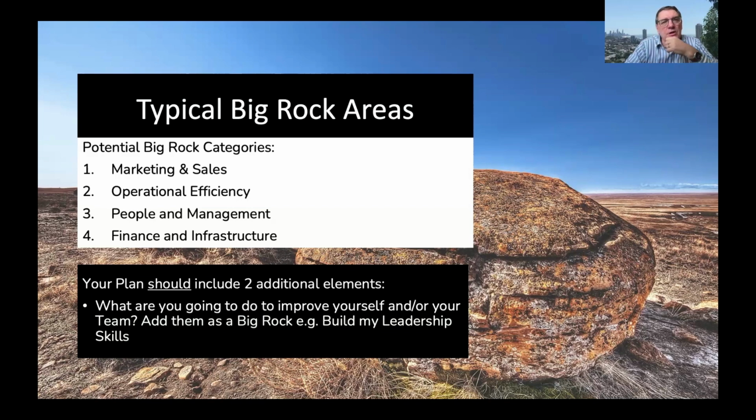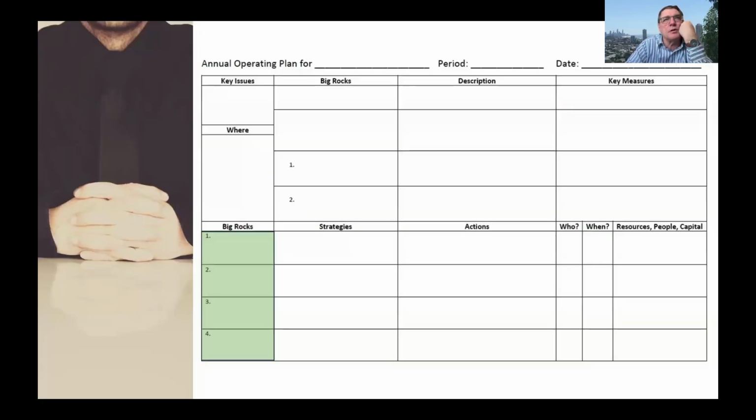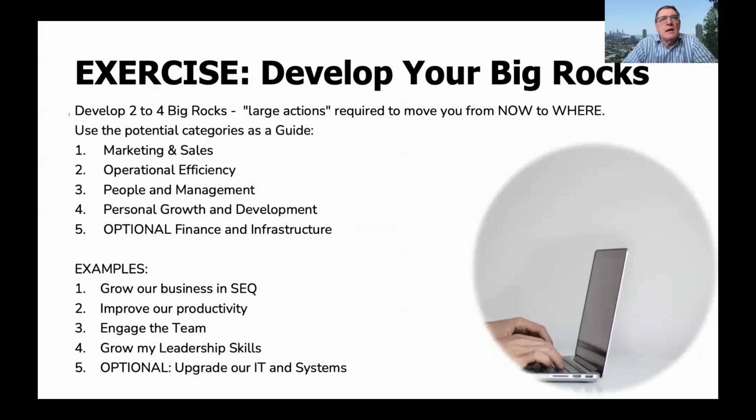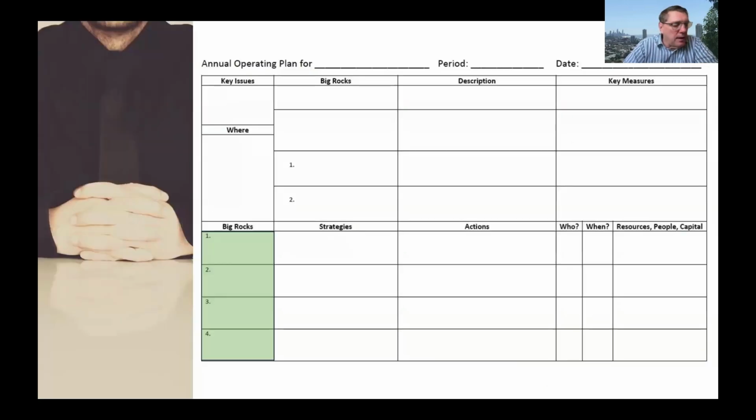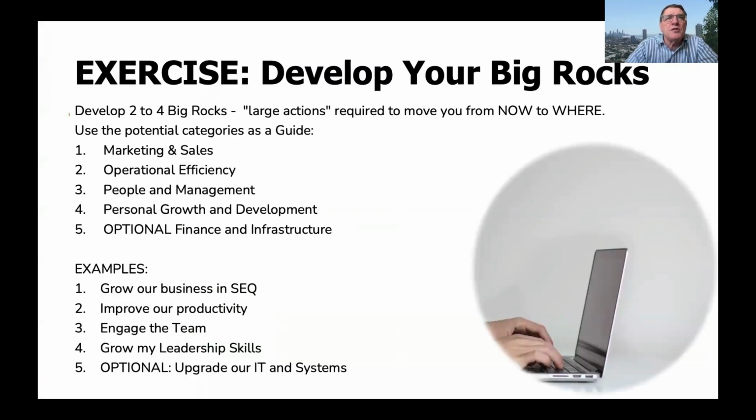So what I want you to do is craft some big rocks, and they go down in this section of the plan. The big rocks are on page 11 of your workbook. Just develop somewhere between 2 to 4 big rocks. They're the large actions required to move you from now to where you want to be. Use those things: personal sales, operational efficiency, people and management, personal growth and development, and maybe some finance and infrastructure stuff. If you've got a major deal going on, you're going to build a factory or something, then do that.